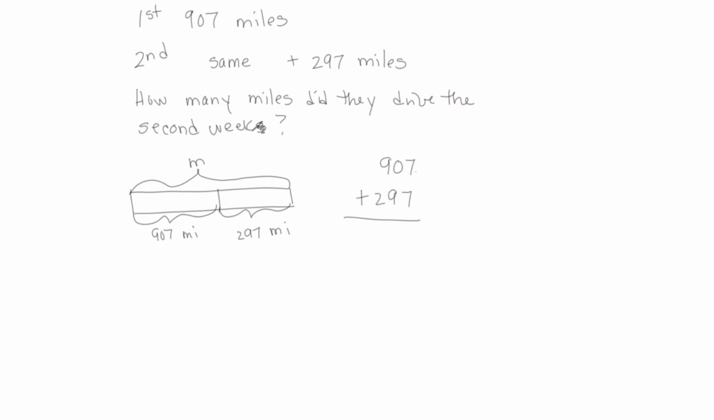So we're going to start with the ones. We have 7 ones plus 7 ones is 14 ones. 0 tens plus 9 tens plus 1 ten is 10 tens. So we're going to exchange for 100. 900 plus 200 plus 1 more 100 is 1,200. So 200s and 10 tens becomes 1,000. So we would answer the question, they drove 1,204 miles the second week.